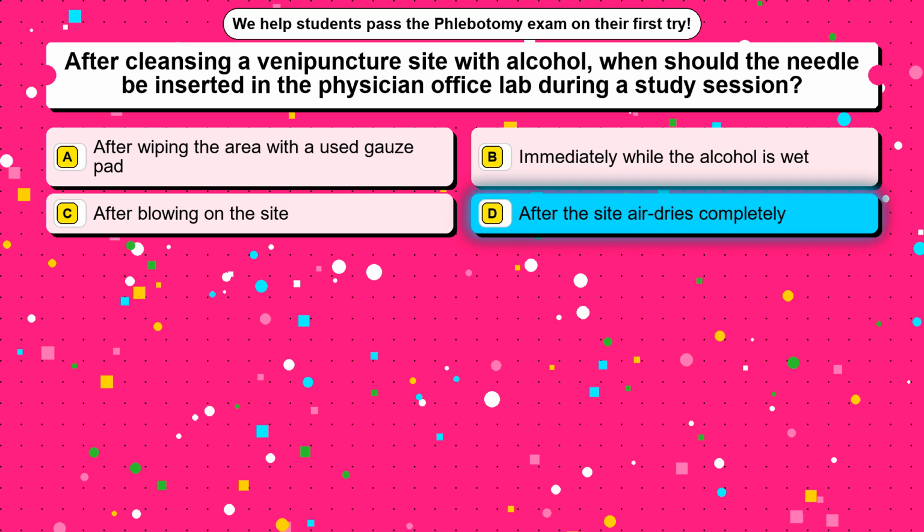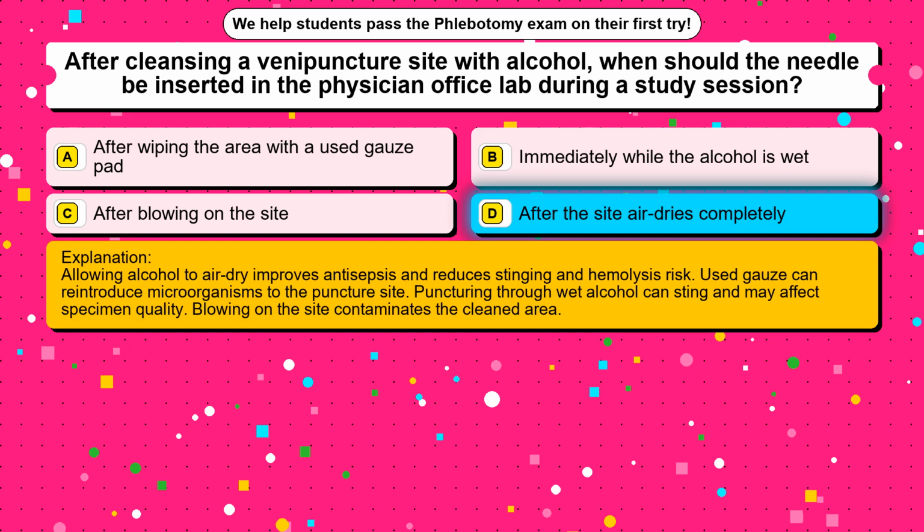The correct answer is option D. After the site air dries completely. Allowing alcohol to air dry improves antisepsis and reduces stinging and hemolysis risk. Used gauze can reintroduce microorganisms to the puncture site. Puncturing through wet alcohol can sting and may affect specimen quality. Blowing on the site contaminates the cleaned area.